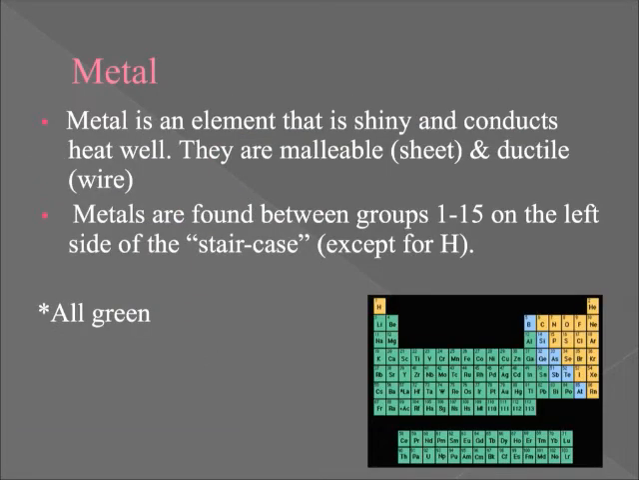A metal is an element that is shiny and conducts heat very well. We learned this in the last lesson. They're also malleable and they're ductile. You need to write that down.